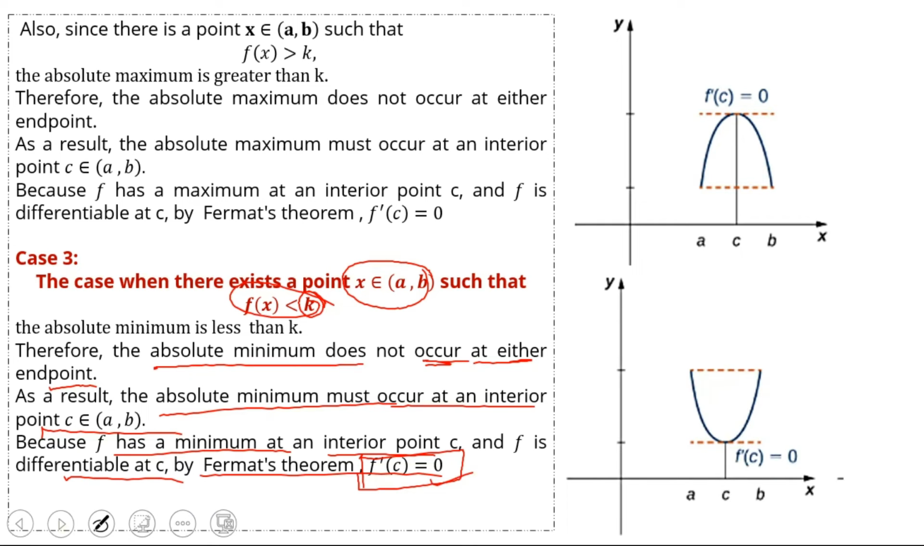Now we see this with the help of a graph. Suppose we have a function like that, and this is the graph of the function, and we can see the values of the function at the end points of the interval are both the same.